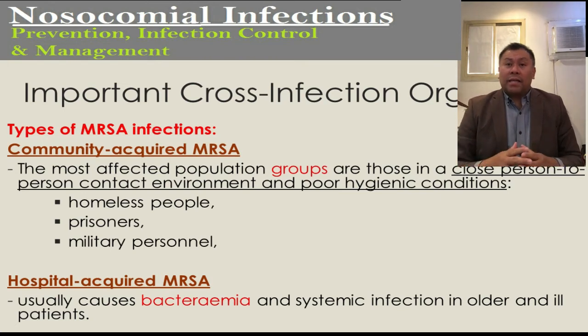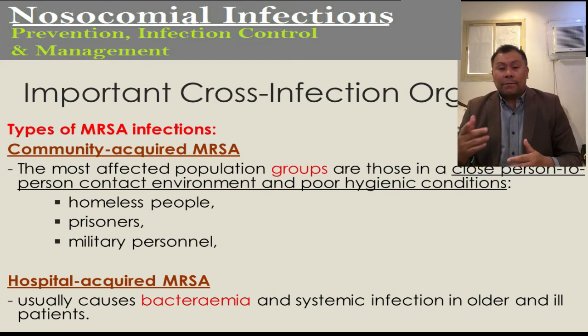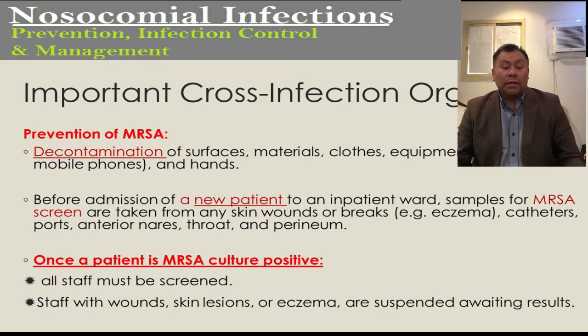What are the types of MRSA infection? The community-acquired. The most affected population groups are those in a close person-to-person contact environment and poor hygienic condition. Examples are homeless people, prisoners, and military personnel. In this environment, community-acquired MRSA infection is common. But we also have the hospital-acquired, which usually causes bacteremia and systemic infections in older and ill patients.